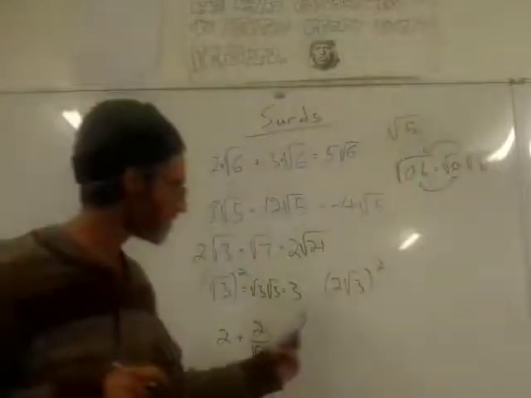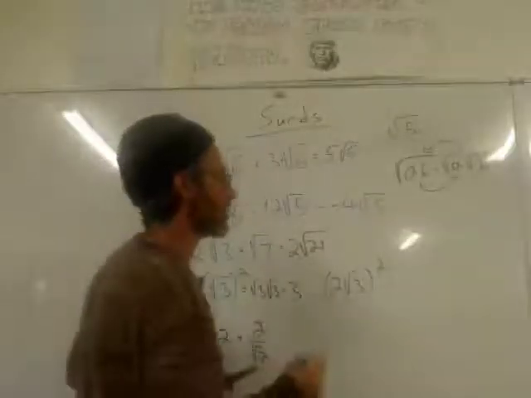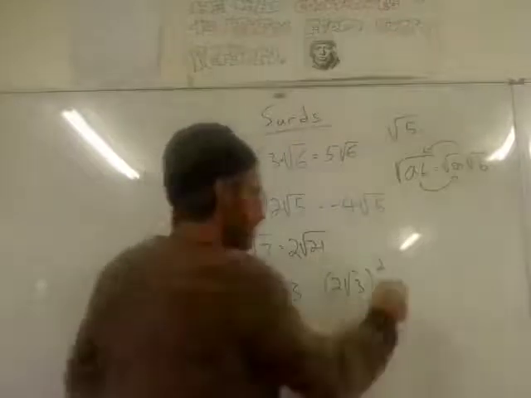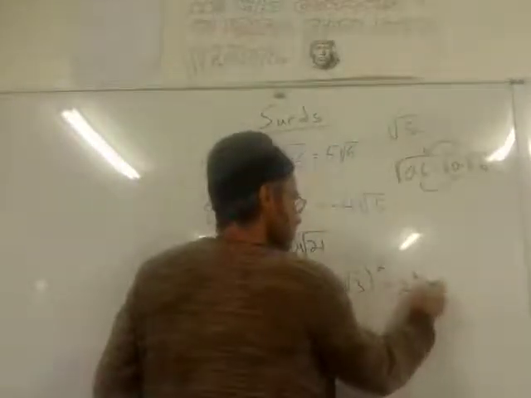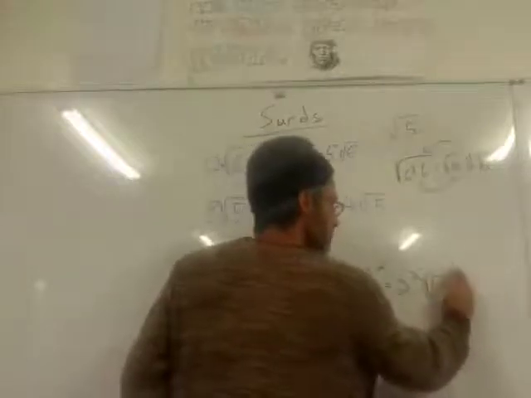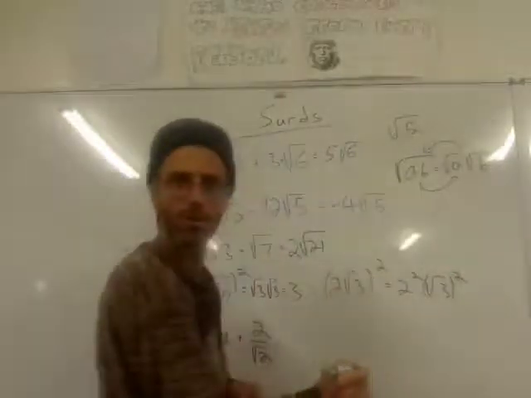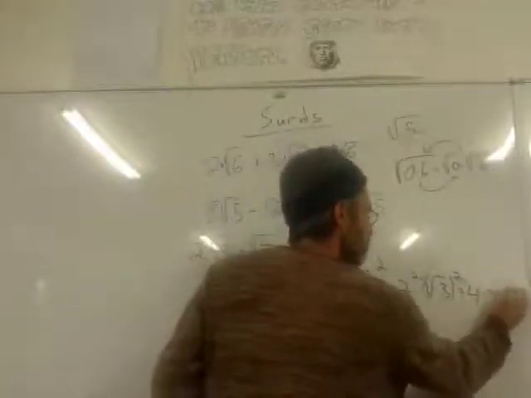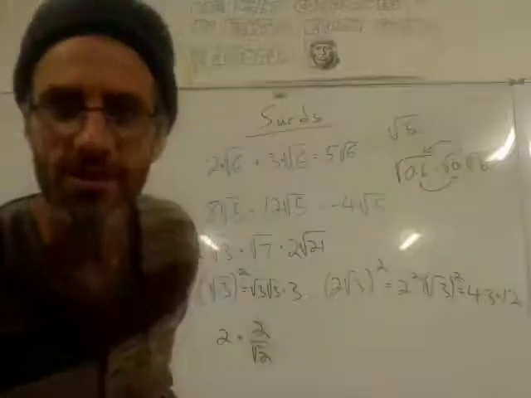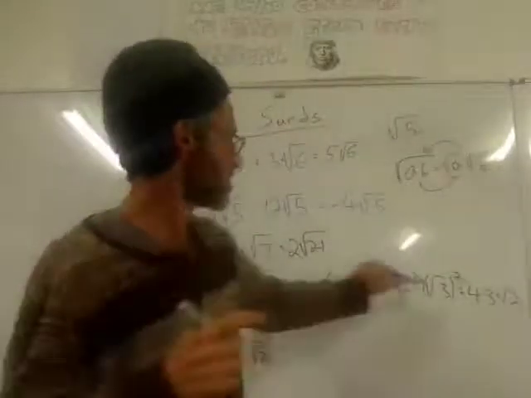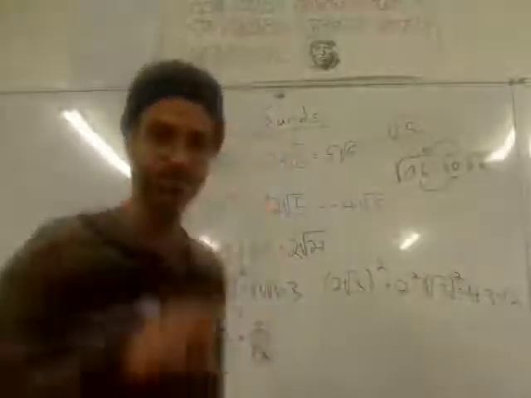What about if I have 2 times square root 3, all that squared? We learned that rule that if you square the things inside the bracket, we square each one of them. So it's going to be 2 squared times square root 3 squared, which we just did now. We know what it is. It's going to be 4 times 3, which is 12.